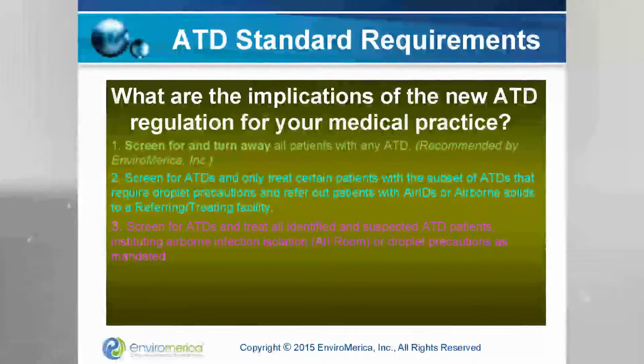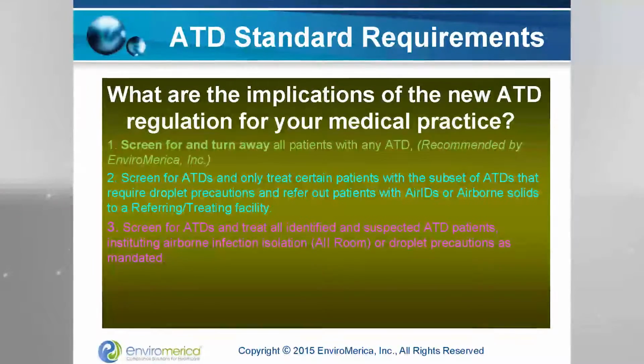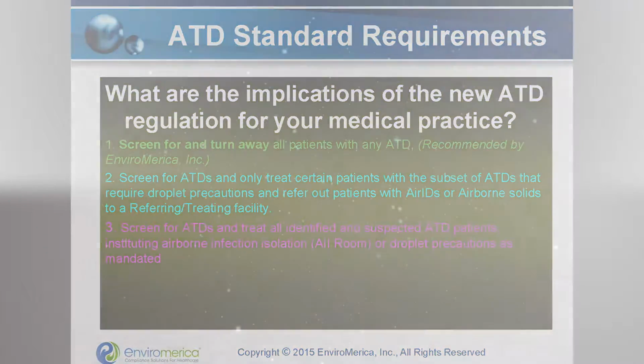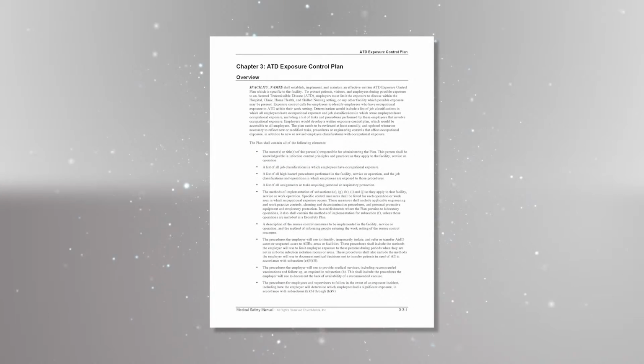And certainly if you are a treating facility, you can screen a patient again for ATDs and treat all identified and suspected ATD patients. And of course, these are the choices that you have. Every single one of these facility classifications must have written plans. So we have provided you with your aerosol transmissible diseases exposure control plan, and it's basically the largest chapter in your safety manual. So make sure you have a good look at that and make sure that all employees review this particular plan, and maybe you have a safety meeting on it as well.